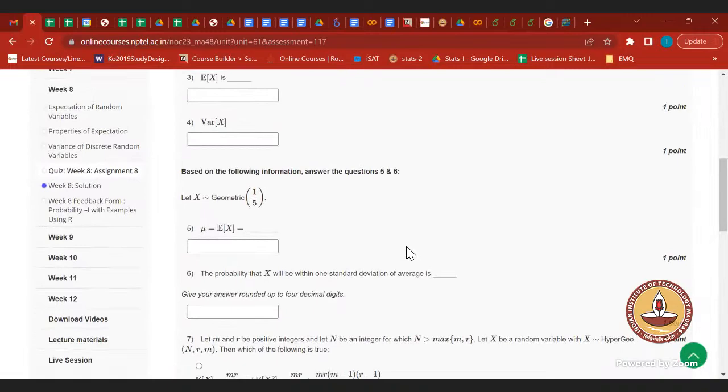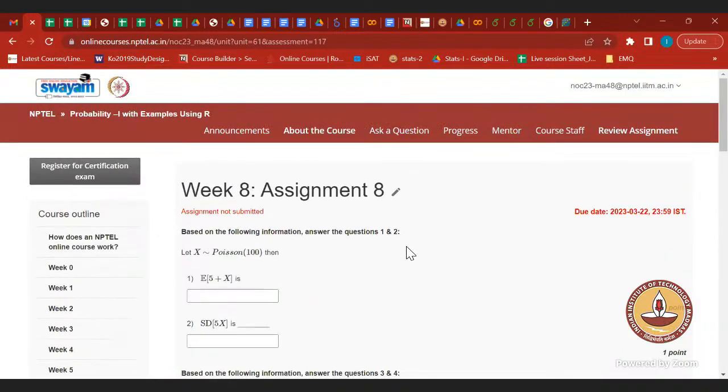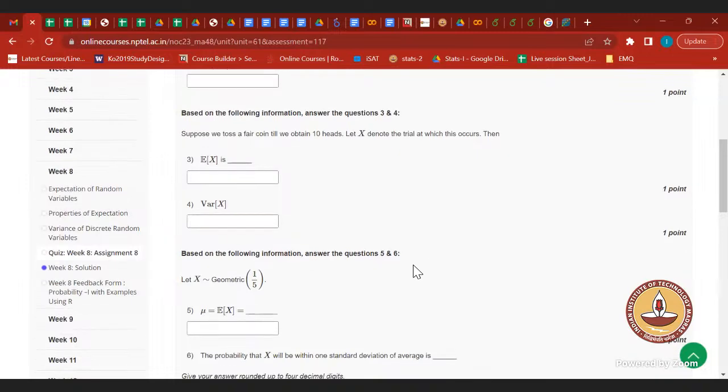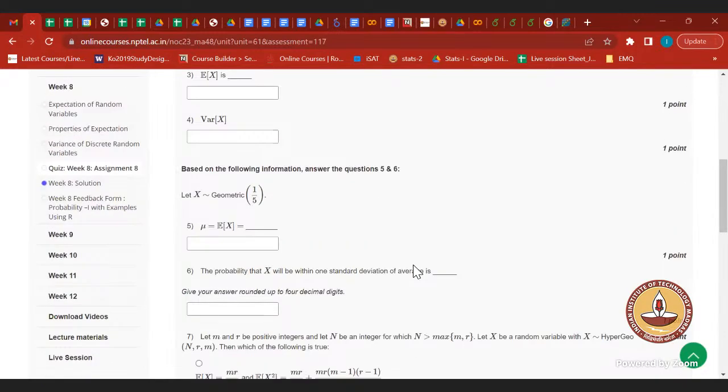And this one, what is that? The negative geometry means what? Because we don't have that one. See, in this question number 4, you go to week 8, question number 3 and 4. This is negative geometric, right? Question number 3.